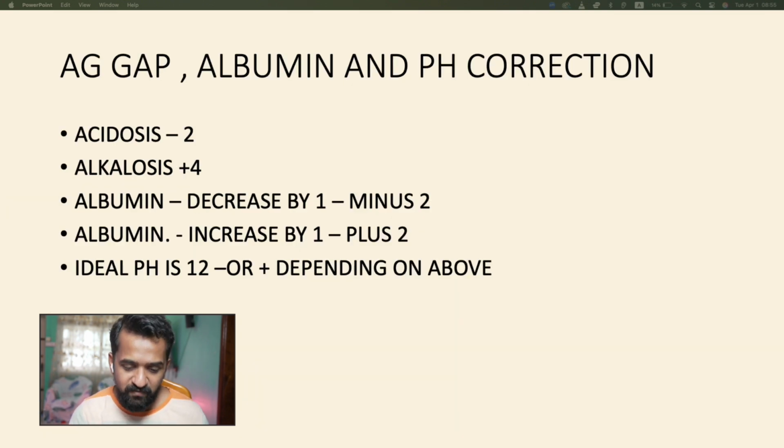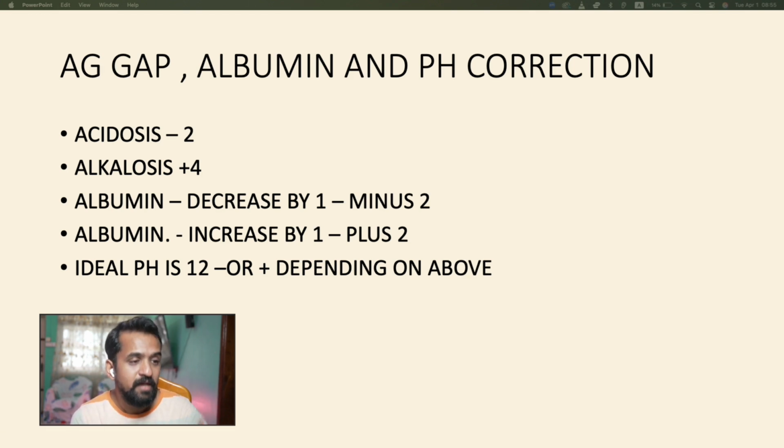Now, whenever you have a high anion gap metabolic acidosis, the anion gap needs to be corrected for albumin and for pH, and it's very simple. If you are acidotic, meaning pH is less than 7.35, you subtract 2 from your anion gap. So the ideal anion gap is 12, right? For every individual, you subtract, sorry, 2. So 12 minus 2, that is now your ideal anion gap.